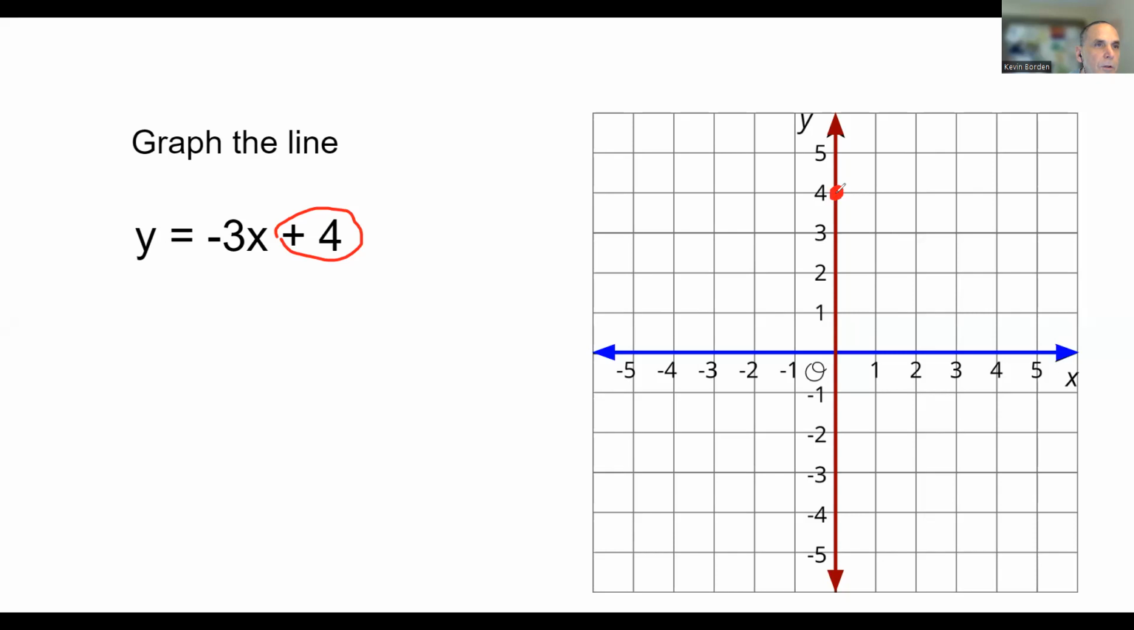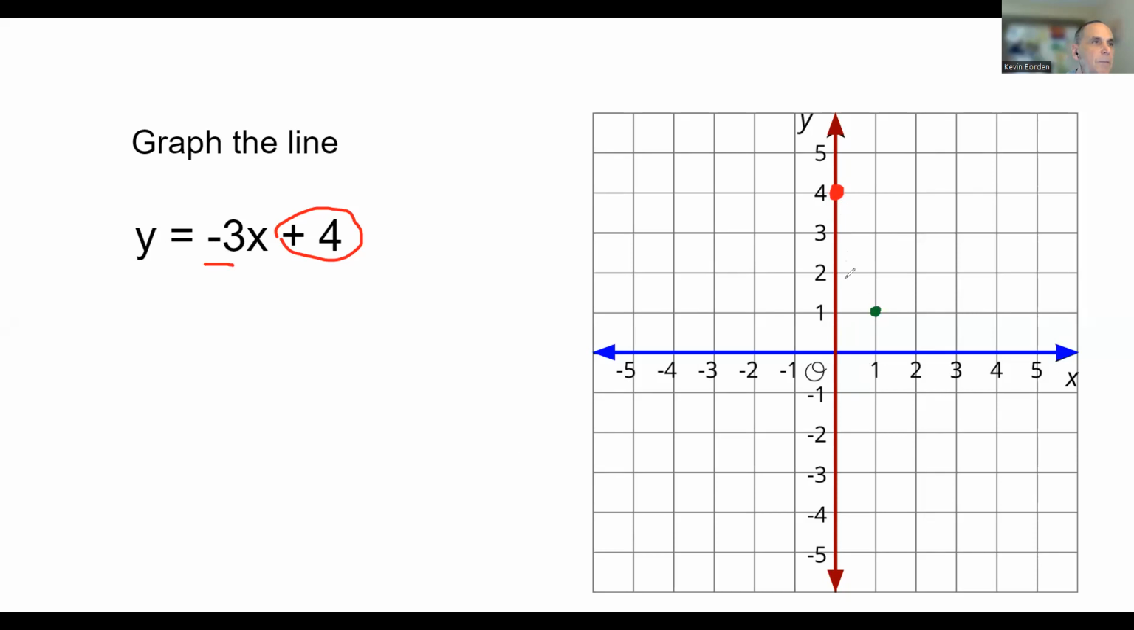It goes through +4 right there. Now, the second part for this, we need to plot a slope of -3. And the way that we do that is we start out at this first point that we plotted, and we are going to go down 3 because it's a negative slope. 1, 2, 3, and we'll go over 1.